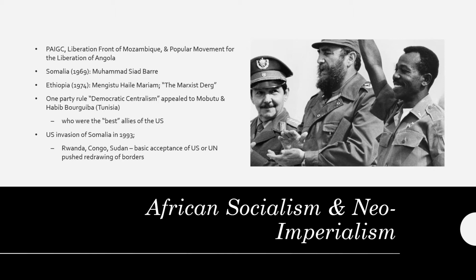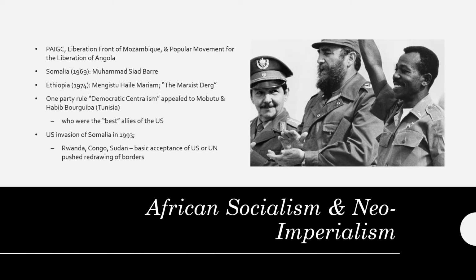The Liberation Front of Mozambique was a popular movement for the liberation of sections of Mozambique. You also have the popular movement for the liberation of Angola and the growth in Somalia of Mohammed Siad Barre's groups, as well as in Ethiopia of Mengistu Haile Mariam's Marxist Derg during the course of this development in the 1960s and the 1970s.